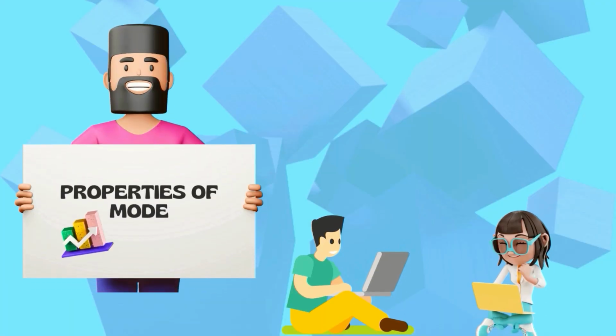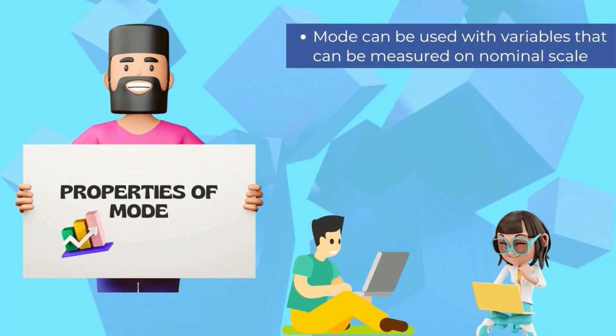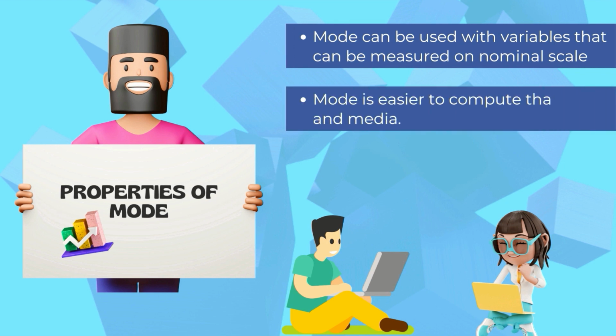At the last, let me talk about the properties of the mode, then the advantages and disadvantages of the mode. The mode can be used with variables that can be measured on the nominal scale, which is very essential and very unique in nature. So the mode can be easily used in the nominal scale, which cannot be interpreted or analyzed by the other measures of central tendency like the median and mean.